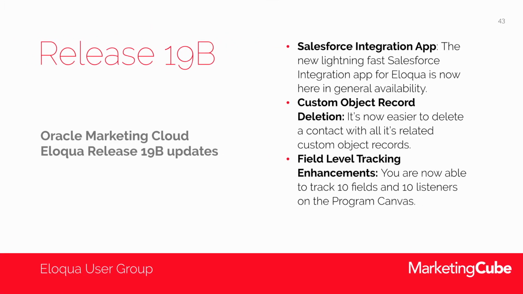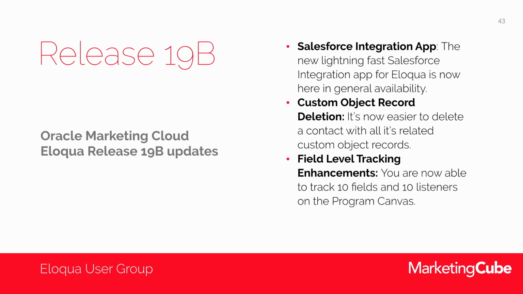Now, there were a couple of other release notes from 19B, which happened last week. So these are probably a little bit more for the administrator type users within the organization. So if you're running Salesforce with Eloqua, the new lightning fast Salesforce integration app is generally available. So it's gone through extensive testing. We're starting to work with some customers on that at the moment. So if that's of interest to you, the key thing is around speed. We're talking getting leads from Eloqua into Salesforce within seconds versus up to 15 minutes. So a much faster process, which is great.